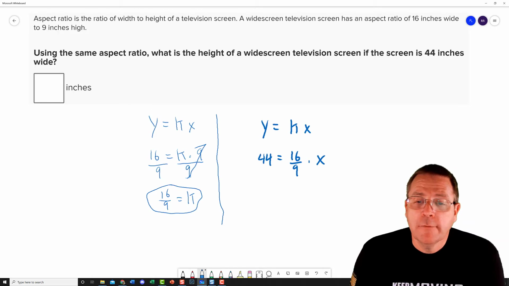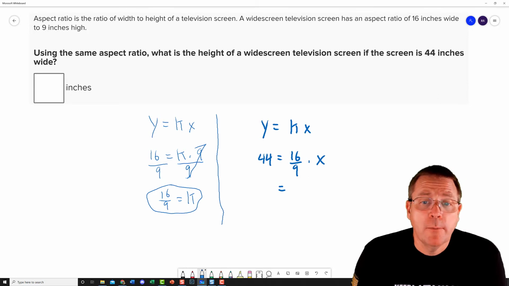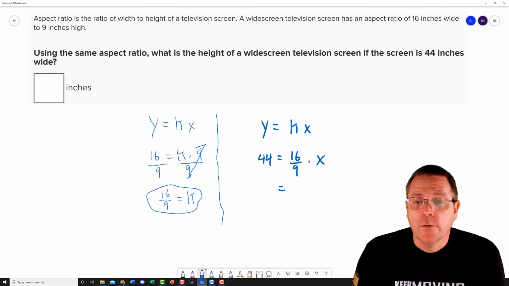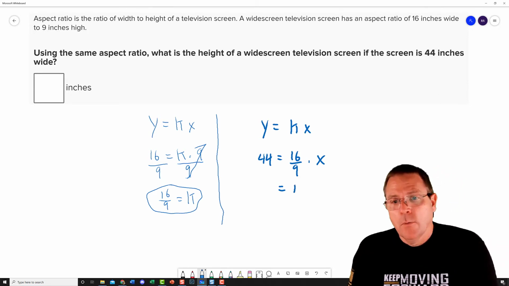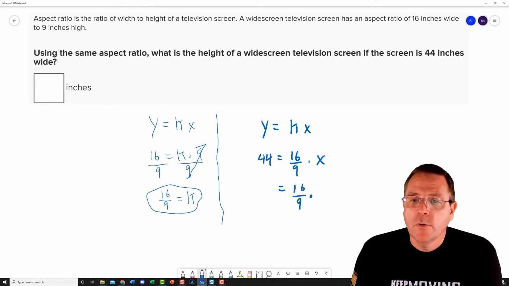We're going to divide both sides by 16 over 9. So that's going to be the same thing. If you remember, division is the same thing as multiplying both sides by the reciprocal. So on the right, where I had 16 over 9, I'm going to multiply that by 9 over 16.